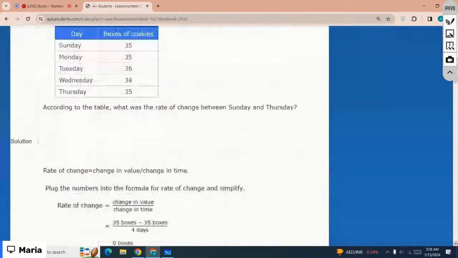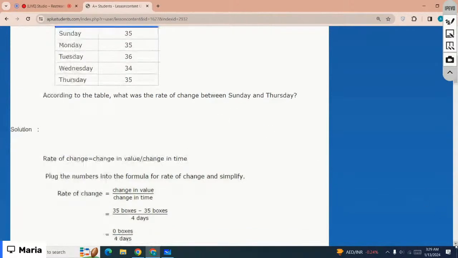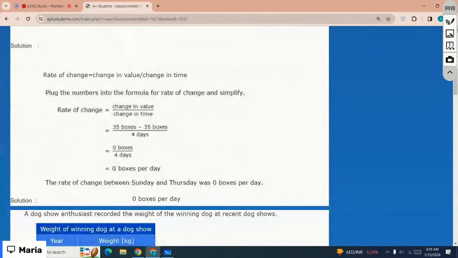So how do you calculate the rate of change? You have to calculate change in value divided by change in time. On Sunday that was 35 and on Thursday that was 35. 35 minus 35 is 0 and the difference between these two days is 4. So that would be 0 divided by 4 equals 0. So that is 0 boxes per day. Got it? Let's just start with the test question.